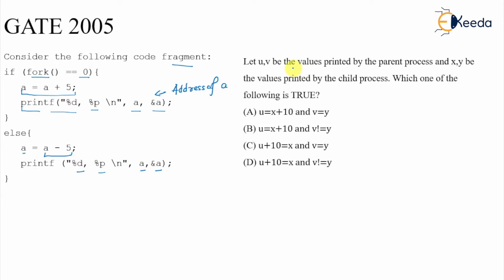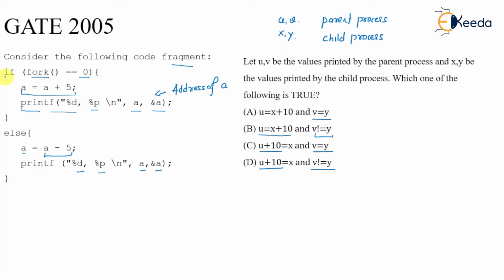Let u and v be the values printed by the parent process, and x and y be the values printed by the child process. Which one of the following is true? Options: u = x + 10 and v = y; u = x + 10 and v is not equal to y; u + 10 = x and v = y; u + 10 = x and v is not equal to y.